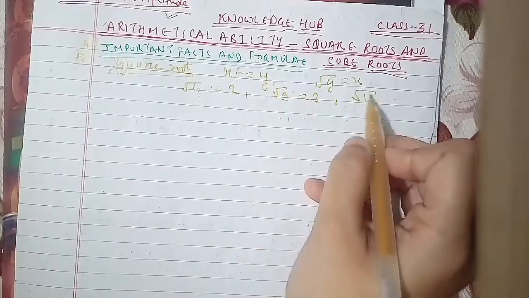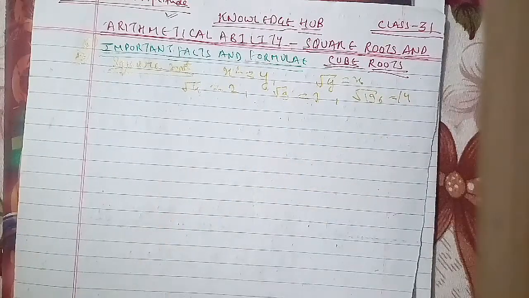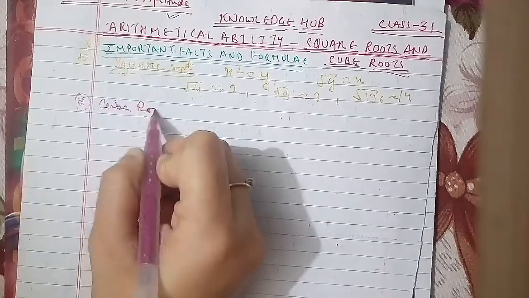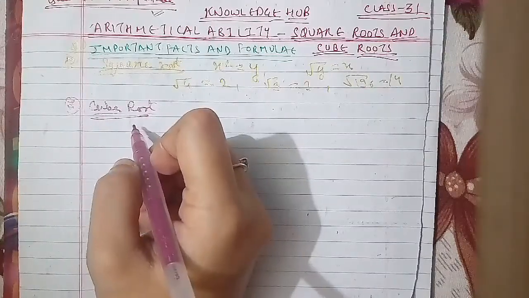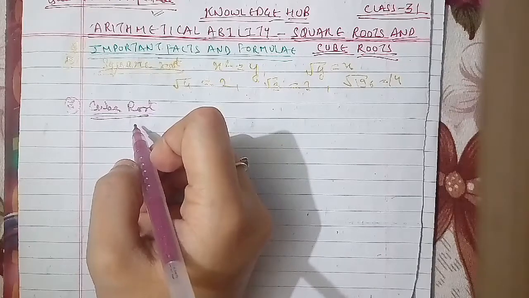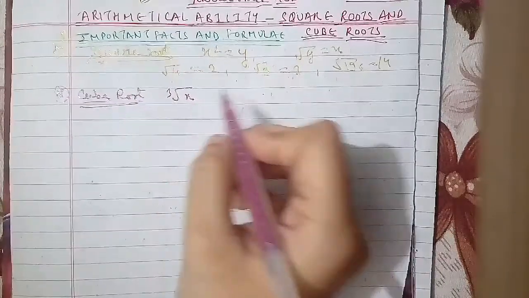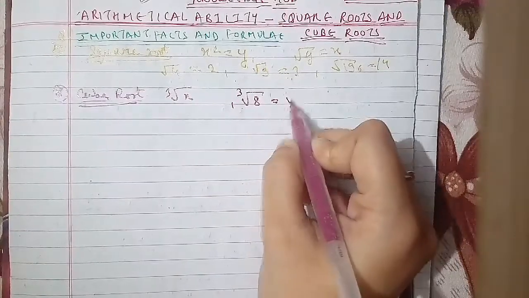Now the second one is the cube root. After the square root, we talk about the cube root. The cube root of a given number x is the number whose cube is x. We denote the cube root of x by cube root of x. For example, the cube root of 8 is 2 into 2 into 2, so 2 cube equals 8.